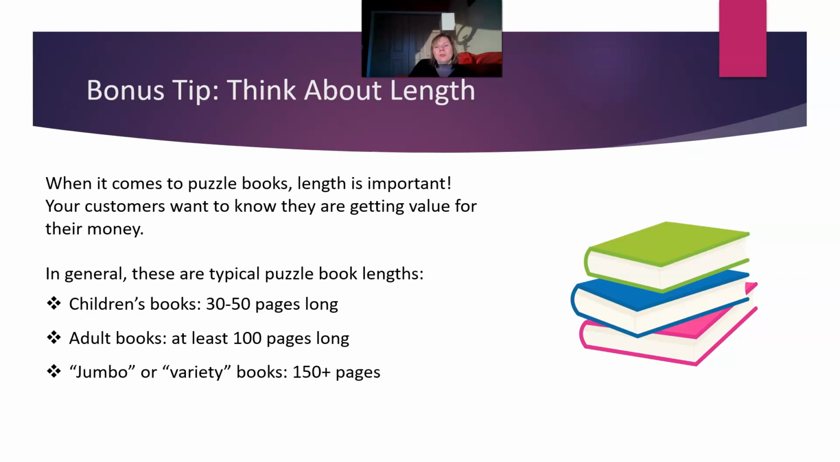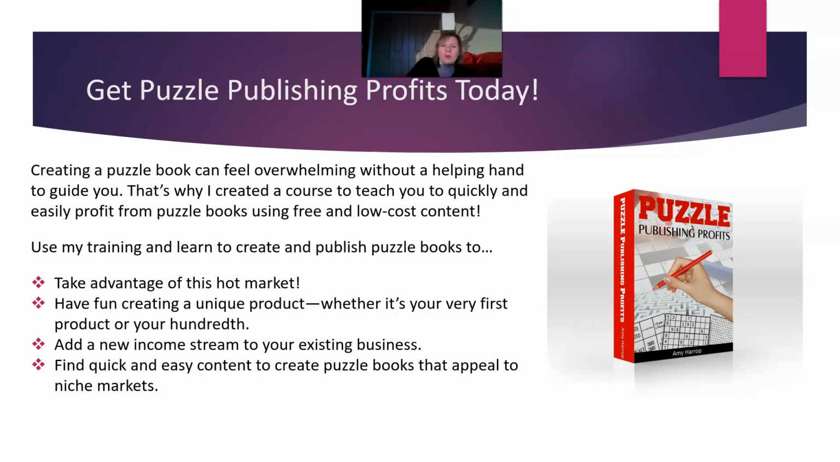So when it comes to puzzle books, length is important. You want to make sure that your customers are getting value. Normally, children's books are about 30 to 50 pages of puzzles. Adult books are usually at least 100. And jumbo or variety books usually are 150 pages. So a good way to do that is if you publish several books, you can then combine them later into some type of jumbo or variety book.